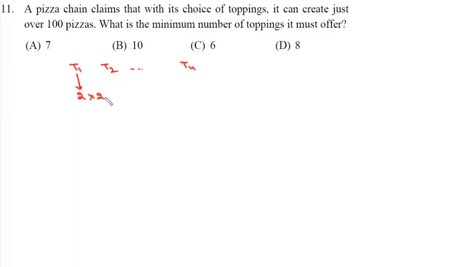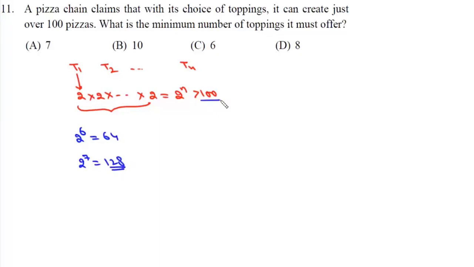Now for second also, again we'll have two options. And for nth also, we have two options. So total number of different pizzas that can be formed using all the toppings will be given by 2 to the power n. Now this 2 to the power n, it must be greater than 100. Now we know that 2 to the power 6 is 64 and 2 to the power 7 is 128. Now this number, it must be greater than 100. So the minimum value of n, it must be 7, and that's your option A.